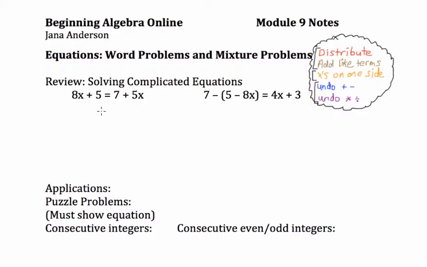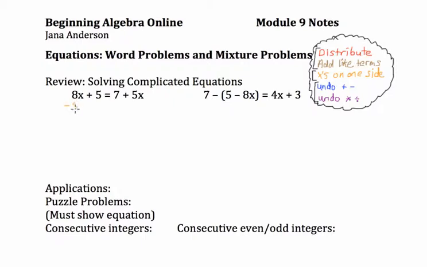So let's look at this first equation. 8x plus 5 equals 7x plus 5. I have two expressions here that are set equal to each other. Can either one of them be simplified? No. So I don't have to distribute or add like terms. But I do have x's on both sides. So I need to move one of the x's using an algebraic trick to get it to the other side.